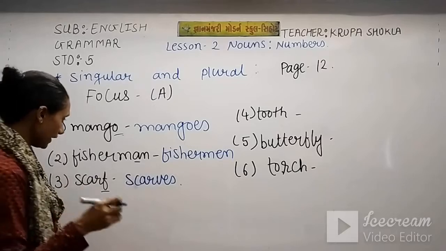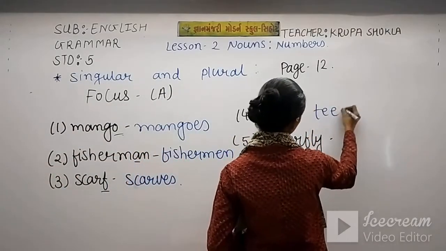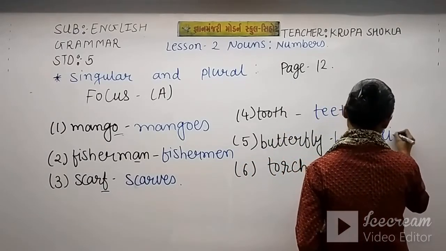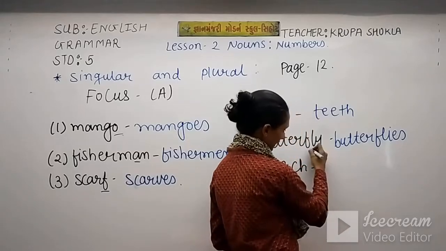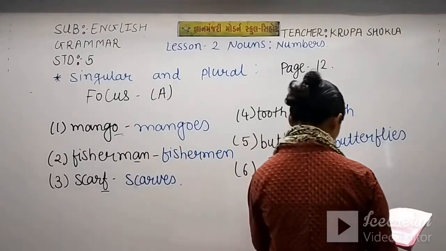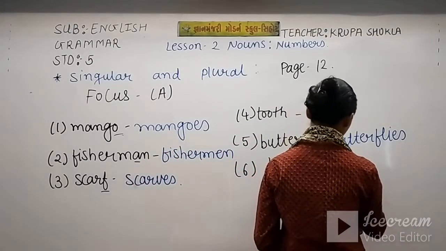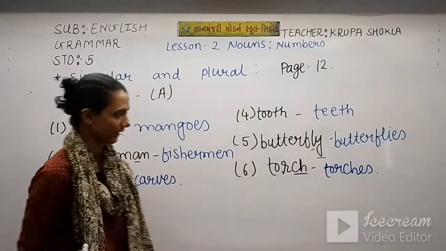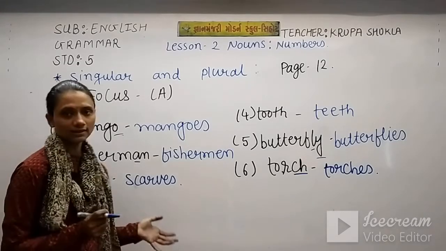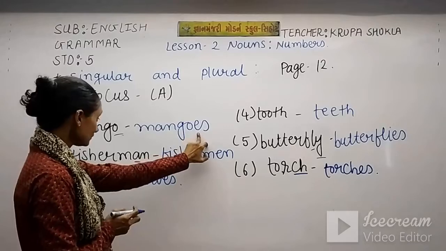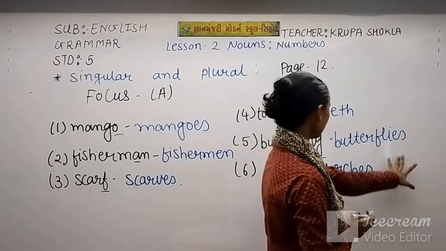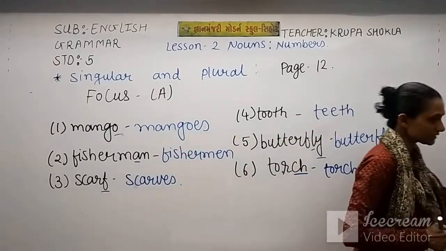scarves. Remember you need to remove F. Tooth, we have teeth. Here we have butterflies as we have Y with a consonant. Torch, CH we have, so we add ES. So torches we have in plural. So this way we have added suffixes as per rule. Here we have ES, we add ES, teeth, butterflies and torches. This is focus exercise A.